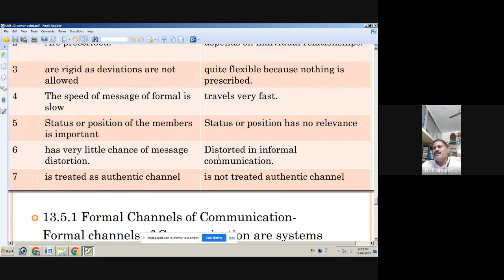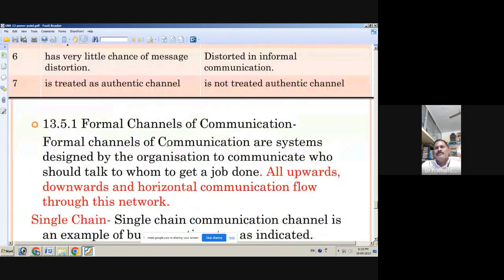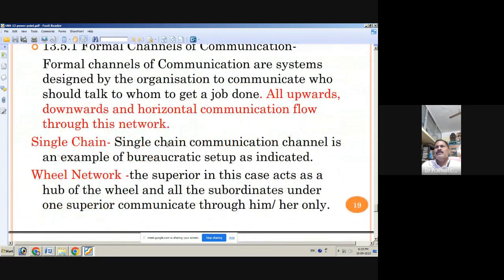But here, informal communication may be distorted, which means it has no relevance at all. Formal is treated as an authentic record, an authentic channel. Informal is not treated as an authentic channel. So definitely we will have to go through formal channels of communication.